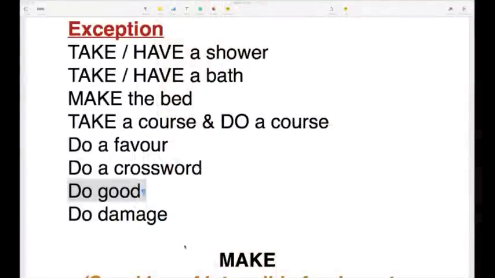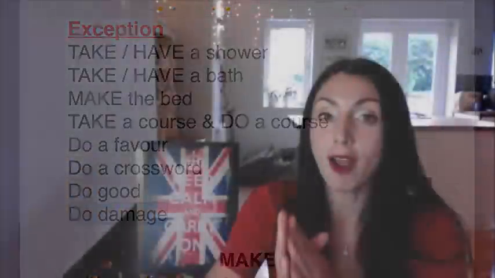Okay. And the last one I've got here is to do damage. So if you crash your car and you come into the house and say, oh, I've just crashed my car, it's awful, I'd say, how much damage did you do? Did you do any damage? Did you do any damage to the other person's car? So you don't make damage, you do damage. All right?